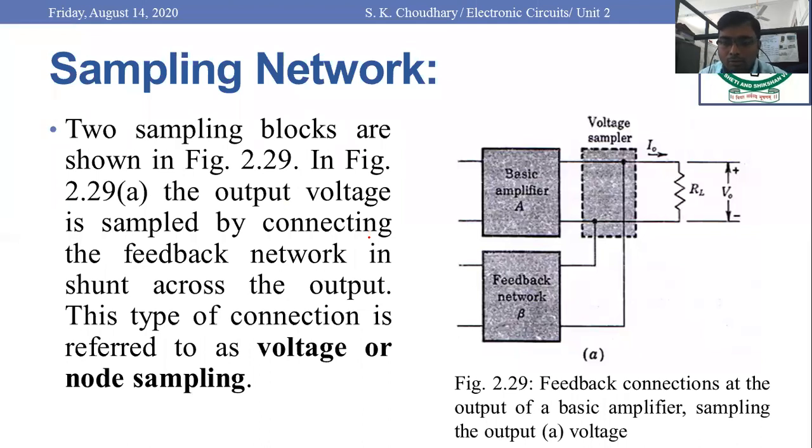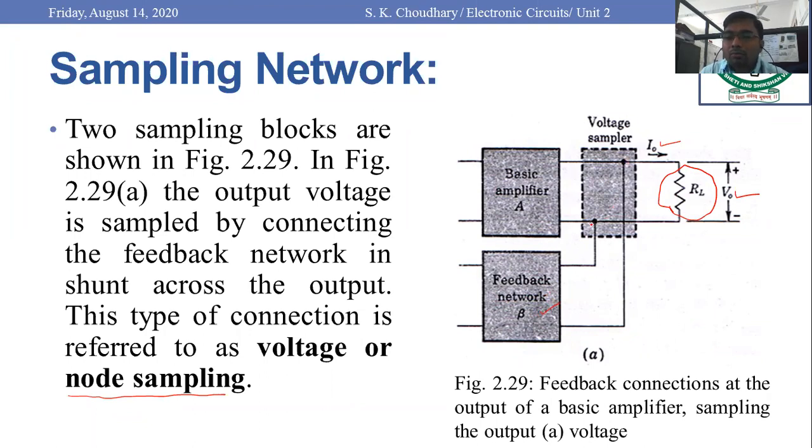Here you can see two sampling blocks are shown. First, in this 2.29a, we show the example of voltage sampling. Another name for voltage sampling is node sampling. How would it be performed? You can see here we have only shown the output network of this block diagram. The output of the basic amplifier is available to the load resistor, across which we calculate the output voltage V0 or maybe an output current I0. And in the feedback area there is a feedback network having the ratio of beta.